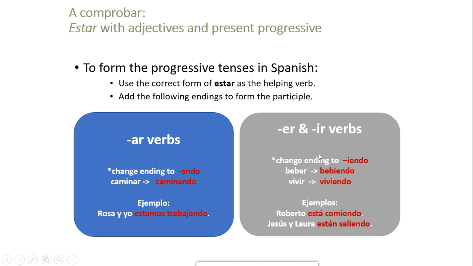Now, for ER-IR verbs, we're going to do the same thing, drop off the last two letters, and then we'll add yendo for both ER and IR verbs. Beber se hace bebiendo. Vivir se hace viviendo.